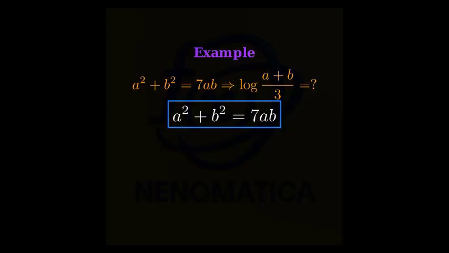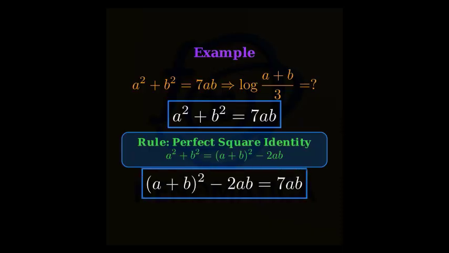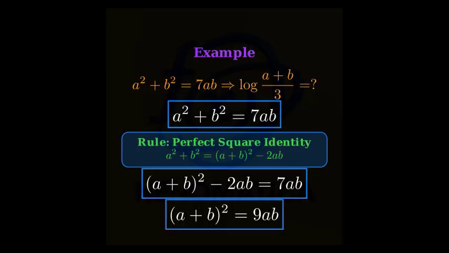Step 2. Replace the left side using the perfect square identity. A squared plus b squared equals the quantity a plus b squared minus 2ab. Therefore, the quantity a plus b squared minus 2ab equals 7ab. Step 3. Add 2ab to both sides. The result is the quantity a plus b squared equals 9ab.